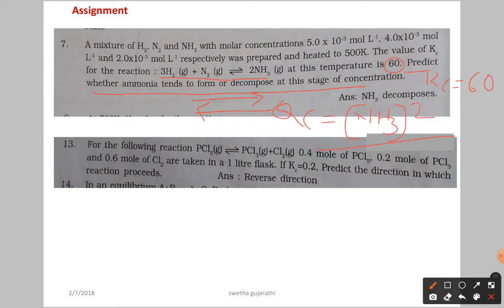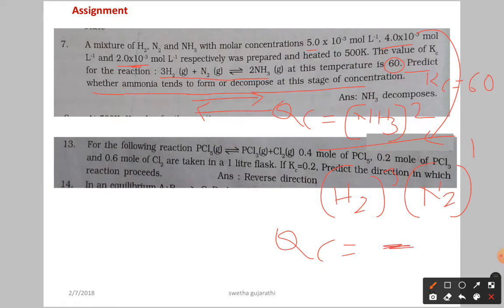What we have here? Hydrogen concentration raised to the power 3 and the nitrogen molar concentration we have as 1. We already have the ammonia concentration, 2 point something. You have to substitute in this equation. So here you are going to get some Qc value. Based on the answer I am going to tell what the given answer is.